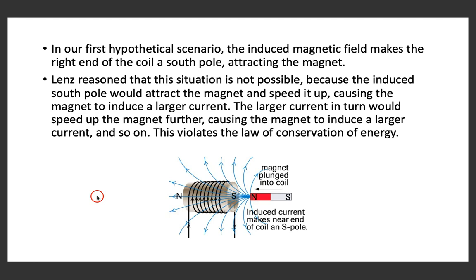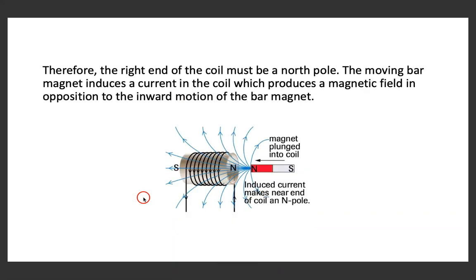And so this doesn't really make sense. This violates the law of conservation of energy, which says that you can't just create energy out of nowhere. And so Lenz reasoned that this situation does not actually make sense. It cannot be the case that the right end of our solenoid here is a south pole. And so he said instead that it must be the north pole on the right end.